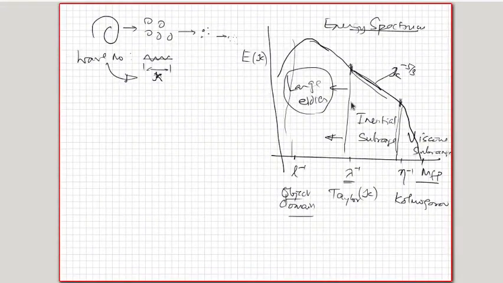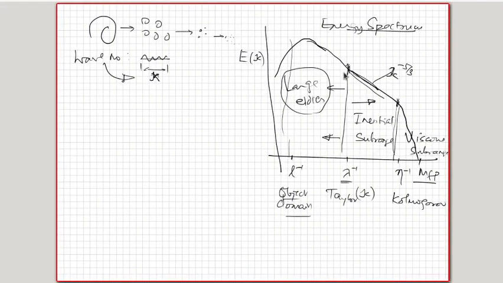But what Kolmogorov found is that the energy spectrum on this side, that is the inertial subrange and the viscous subrange, are reasonably universal. Okay, so inertial and viscous subrange are universal.